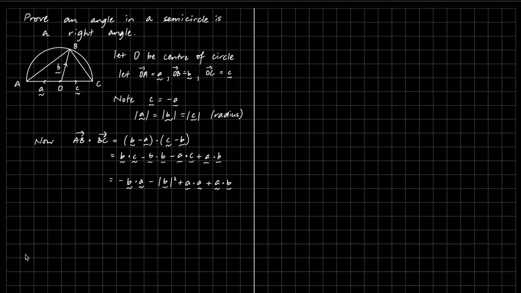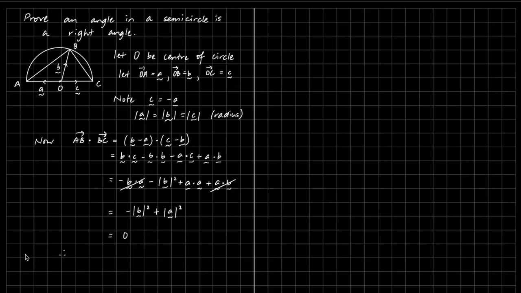a dot b. Now remembering that the dot product is commutative, that means b dot a and a dot b are equal, so because this is the negative of b dot a plus a dot b, they are going to be equal, so they'll cancel each other out. So I'm left with minus the magnitude of b squared plus a dot a, which is the magnitude of a squared. And because a and b both have the same magnitude, because they're both radius lengths, the negative of one plus the other is going to be 0.